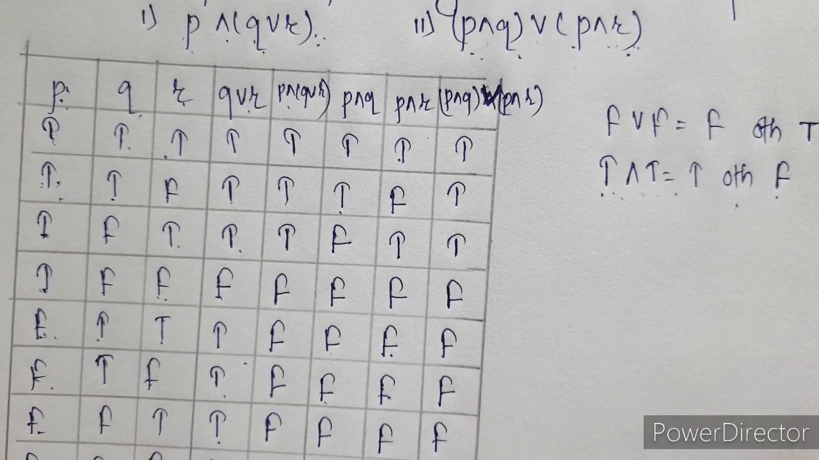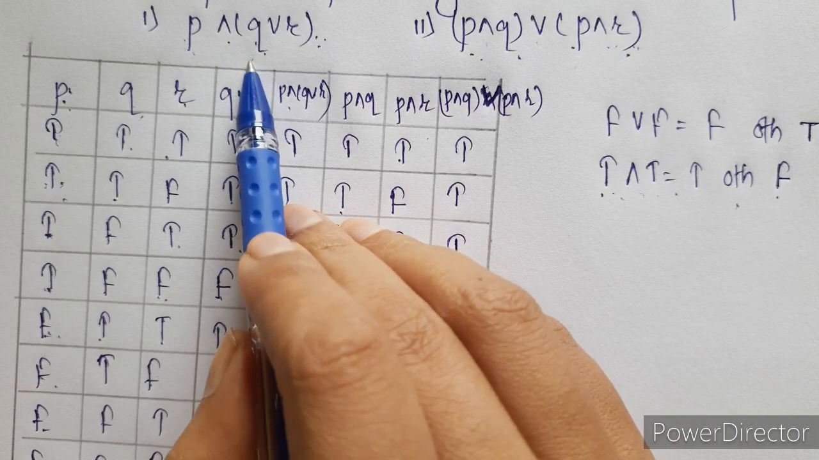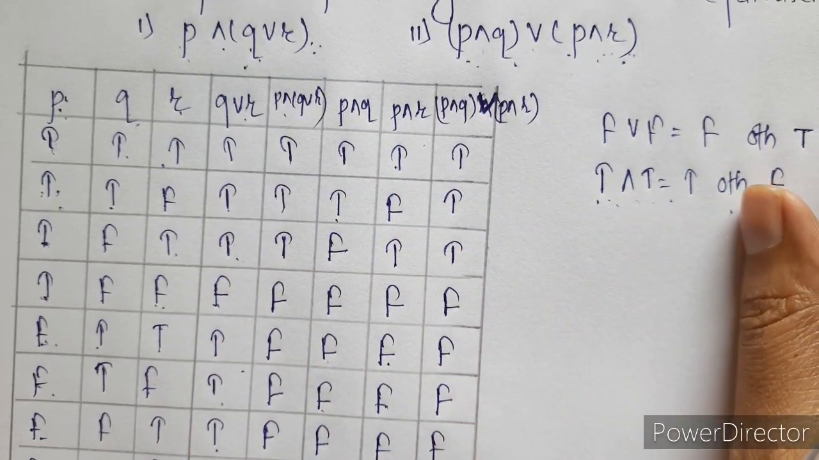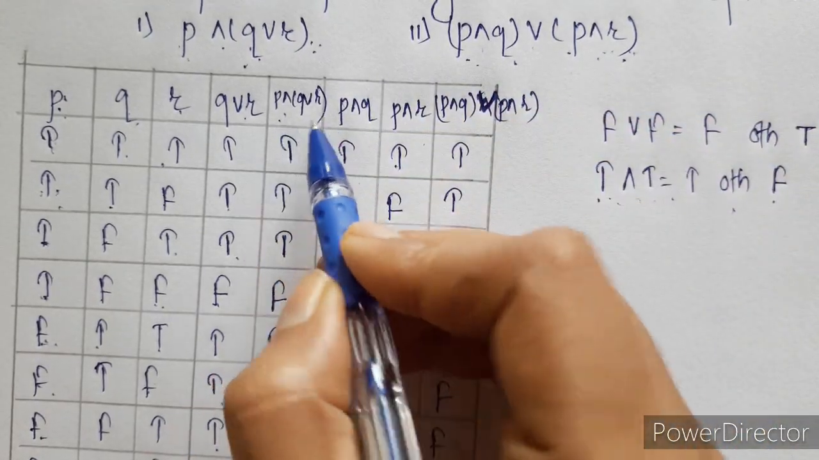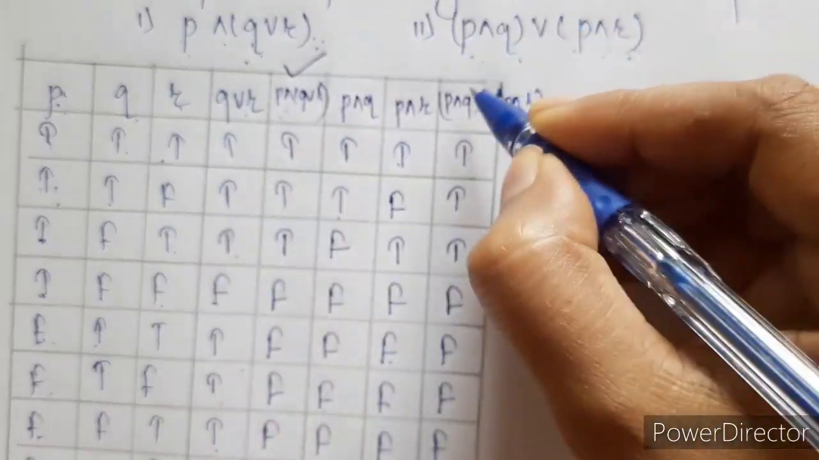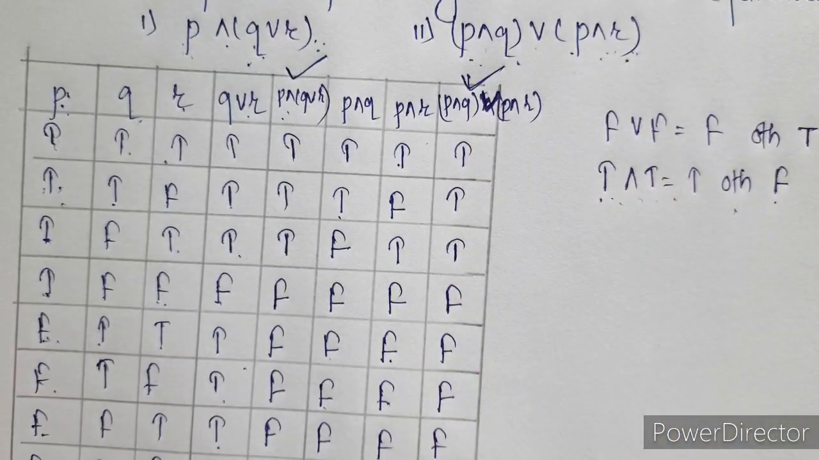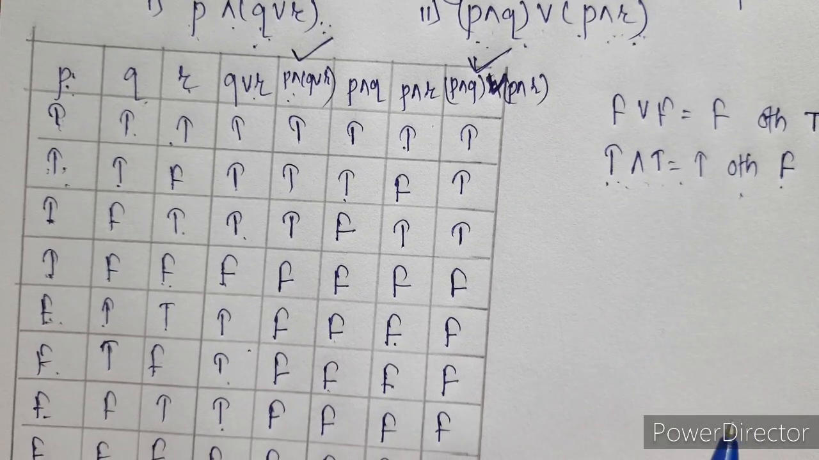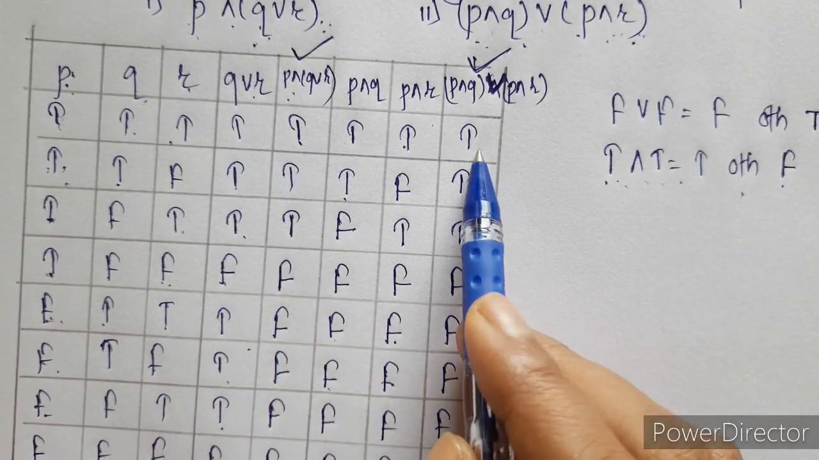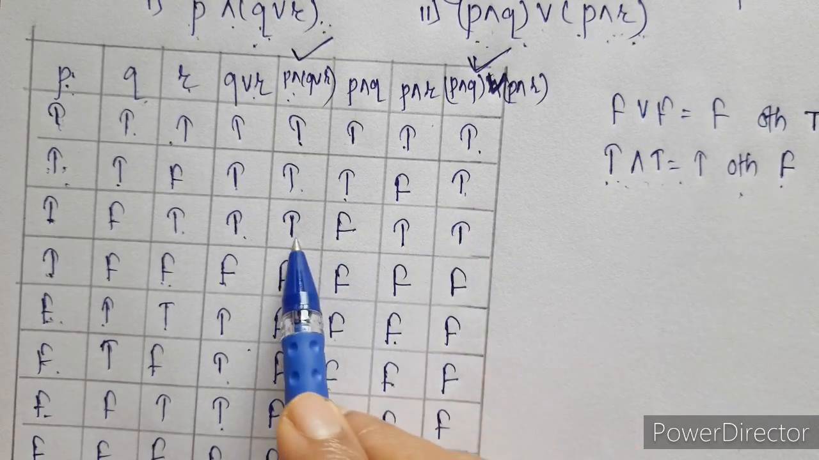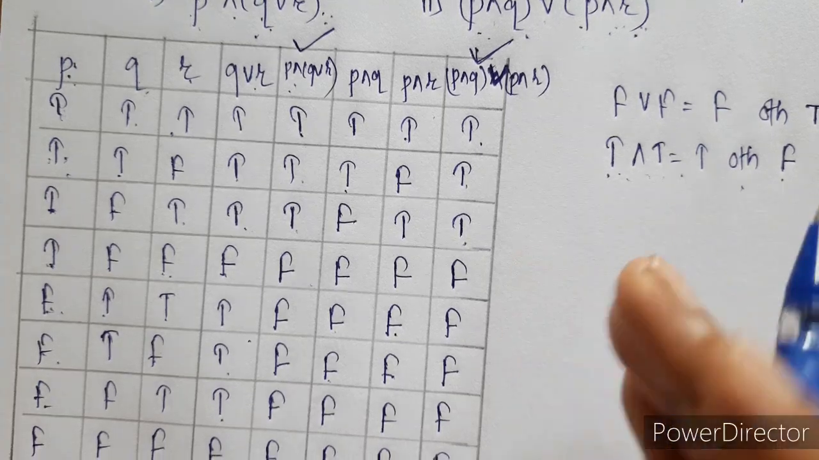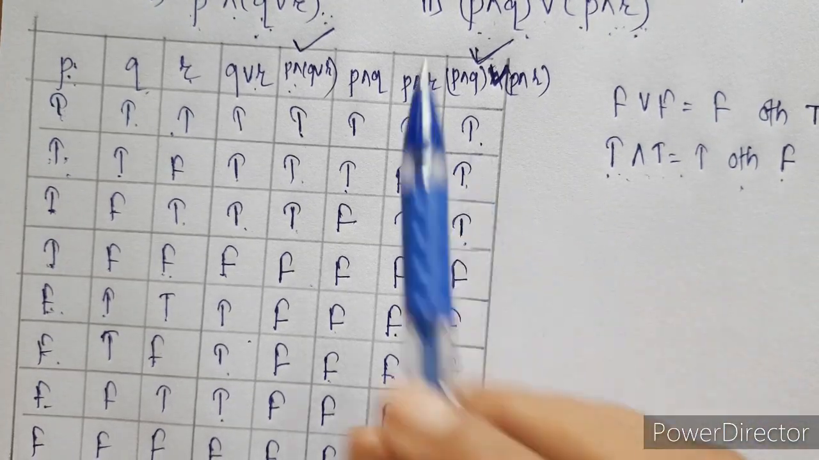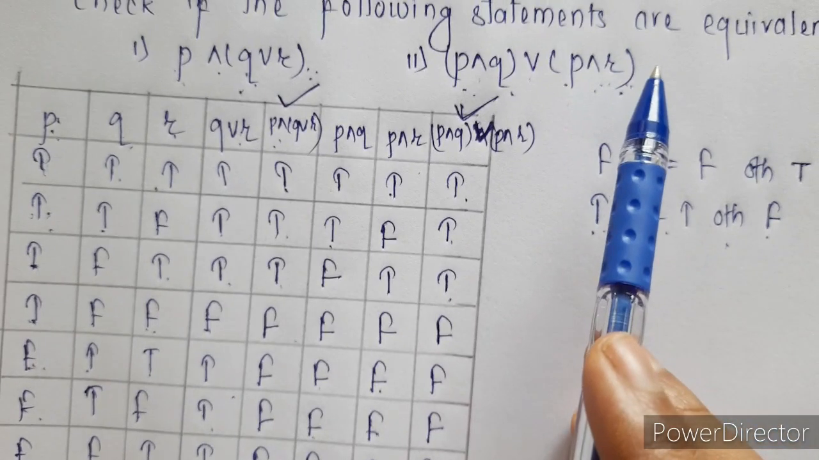Now we have to compare the first compound statement with the second compound statement and check whether both are equivalent or not. So we have to compare P and (Q or R), this column, with the last column. We have to compare each and every entry and check whether both the tables are equal. First is true, here also true, true, again true, this is also same, all are falses, right? So both columns are equal, so we can say statement 1 is equivalent to statement 2.